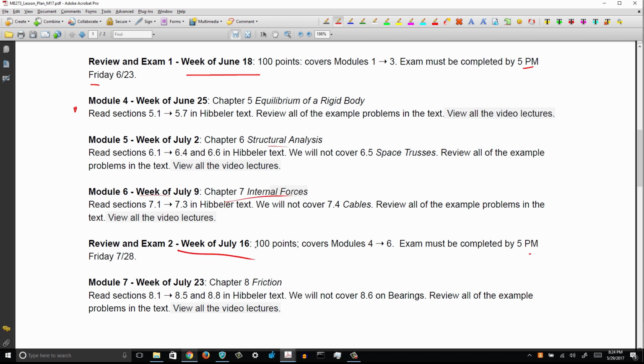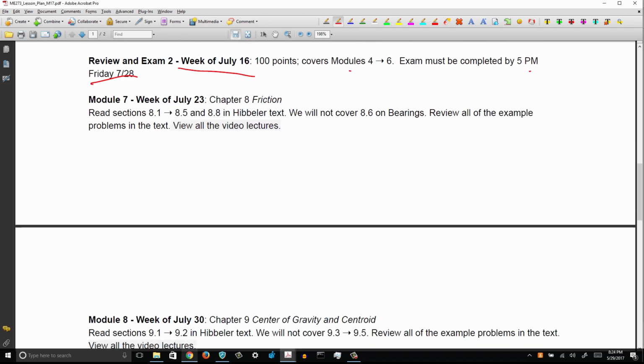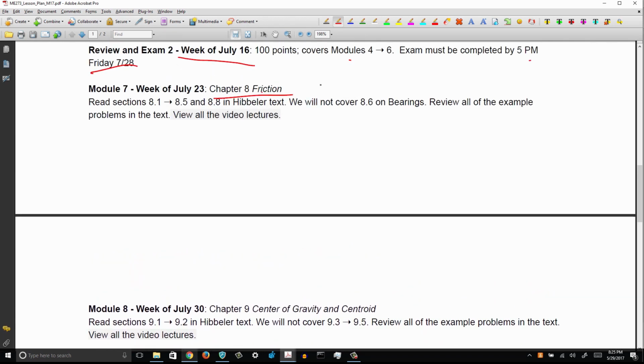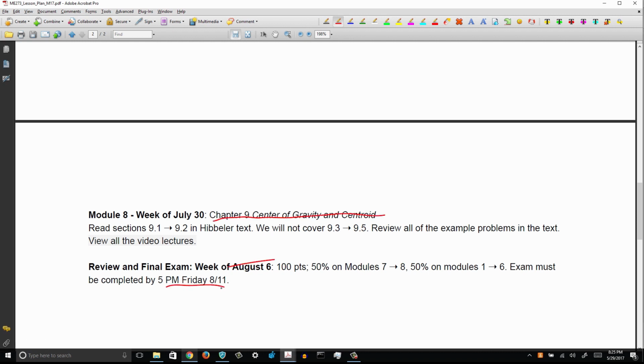The week of July 16th is the second exam. It covers modules 4 through 6, and it must be completed by 5 p.m. on Friday, July 28th. Then we'll move on the week of July 23rd to Chapter 8 on friction, and then Module 8 is on Chapter 9, center of gravity and centroid. That's the week of July 30th. The week of August 6th is the review and the final exam, which must be completed by 5 p.m. on Friday, August 11th.